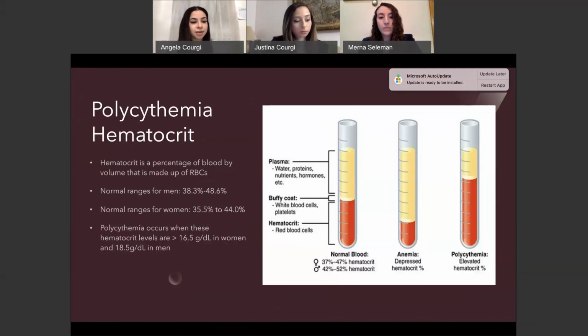All right, so on this slide we have the polycythemia hematocrit. As previously mentioned, the hematocrit is the percentage of blood by volume that is composed of red blood cells. A normal hematocrit ranges from about 38.3% to 48.6% for men and 35.5% to 44% in women. Polycythemia is when these hematocrit levels rise above these normal ranges, and is considered when hemoglobin levels are greater than 16.5 grams per liter in women and 15.8 grams per liter in men.